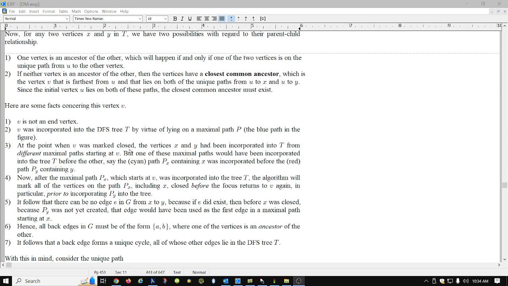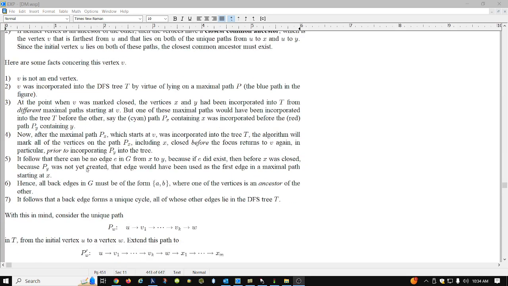But no edge can exist between vertices on different paths because of the timing issue. One path is created before the other. That edge would have been used up by the first path, and then the second path would not have been possible, would have created a cycle. Okay. So the consequence of this delicate argument is that all back edges in G, edges that are not part of the tree, must be of the form AB, two vertices A and B, where one of the vertices is an ancestor of the other.